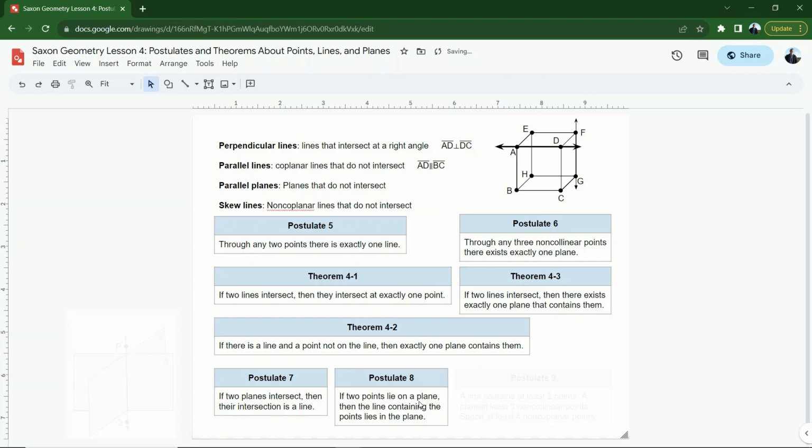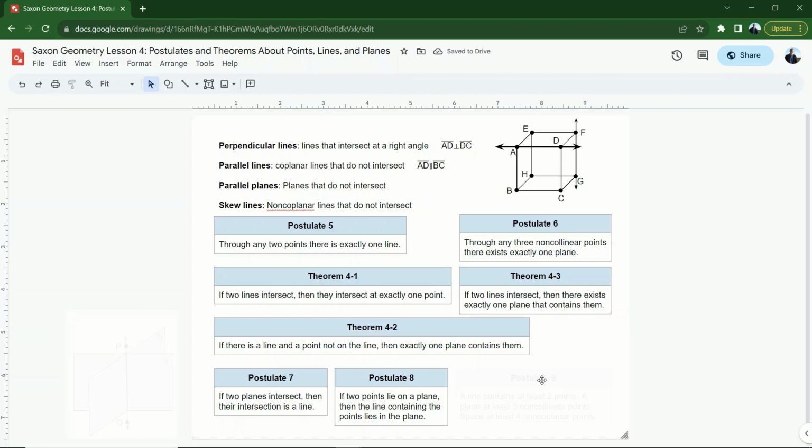All right, postulate 8. If 2 points lie on a plane, then the line containing the points lies on the plane. So think about AC. Line AC lies on plane ADC. Okay, this diagonal line here. Does that entire line lie in plane ADC? Why, yes, it does. If 2 points lie on a plane, then the line containing all of the points lies in the plane as well. Now keep in mind, if I have 2 points in a plane, there's actually an infinite number of planes that could contain those 2 points. Also remember, there's an infinite number of planes that can contain an individual line. So those are related concepts there.